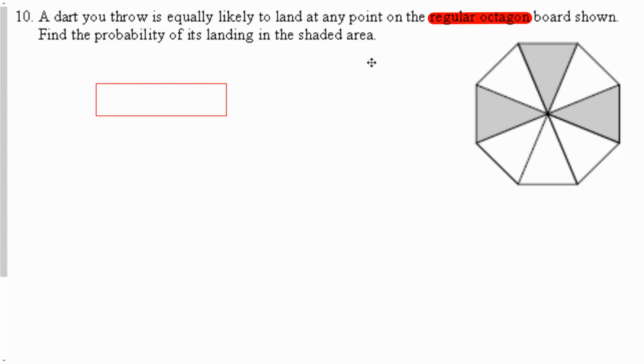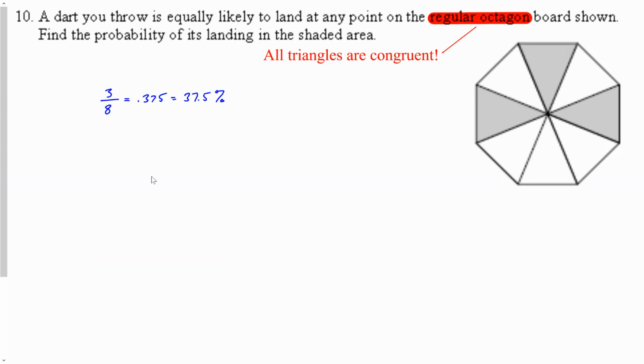Well, if it's a regular octagon, we know that all those triangles are congruent to each other because these are all diameters of that regular octagon. So it splits it into 8 congruent isosceles triangles. Well, if all of those are congruent, there's actually no need for us to find the area of all that shaded region. We could simply go ahead and say that the probability would be 3/8 or 0.375 or 37.5%.